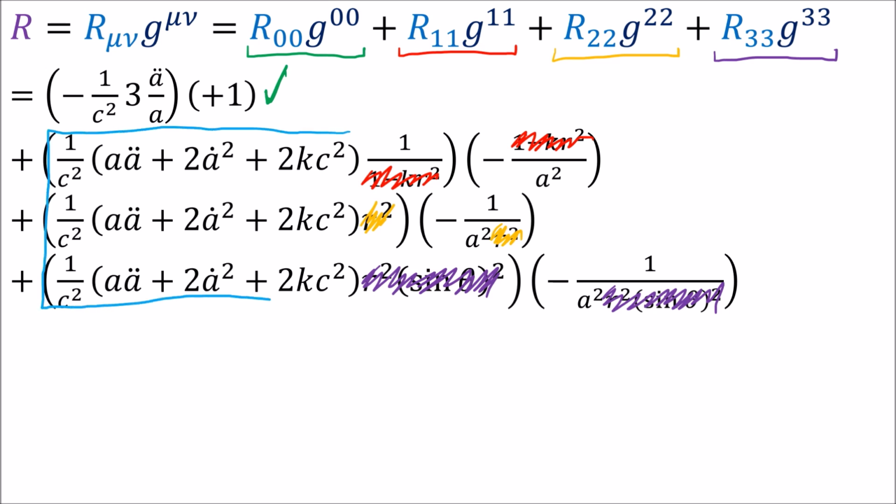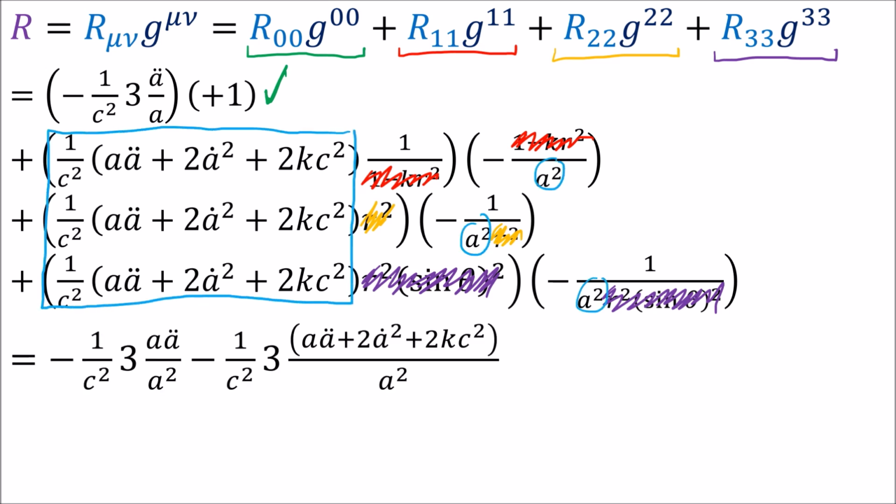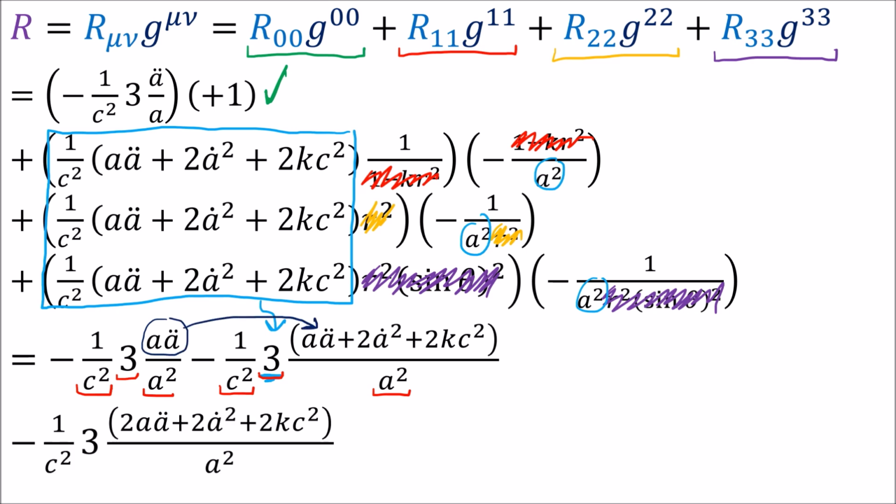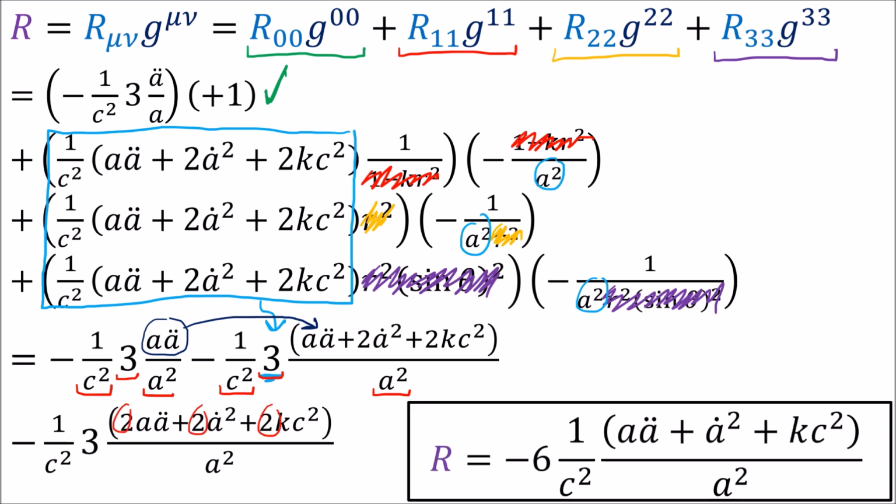This means that the last three terms are all the same. So I'll write out the term once with a multiplying factor of 3 in front. Now, both remaining terms involve 1 over c squared, a multiplying factor of 3, and a common denominator of a squared. So we can just add all the numerators to give us 2a double dot. And if we factor a 2 from all the terms, we can change the 3 in front into a 6. And this gives us the Ricci scalar for the FLRW metric.